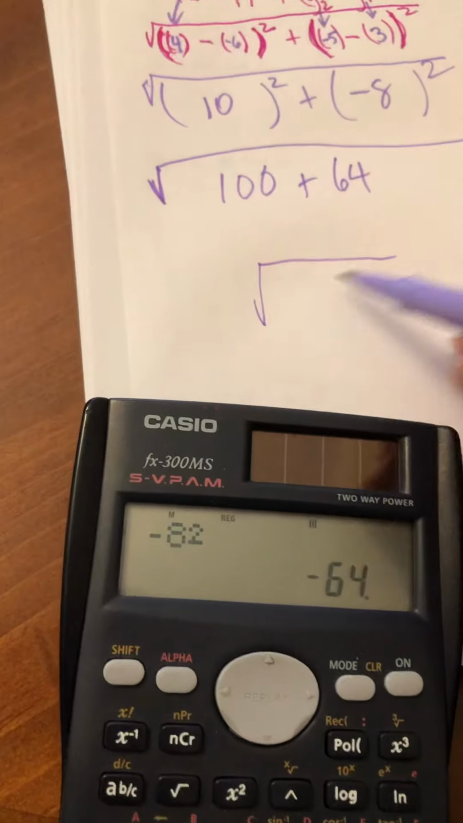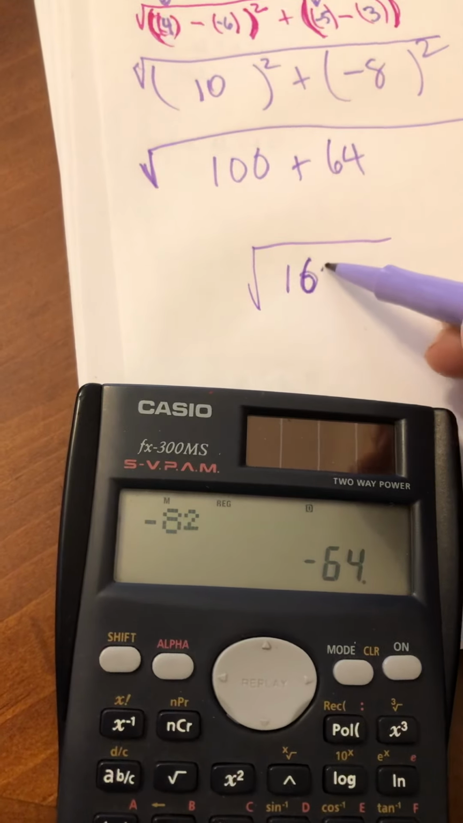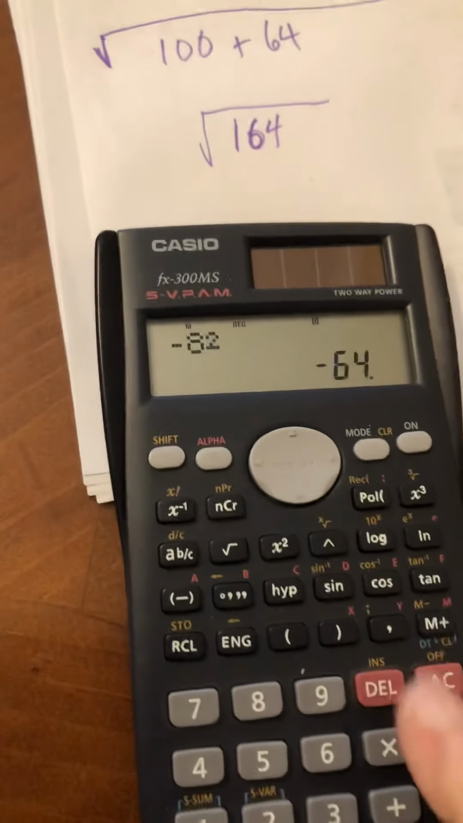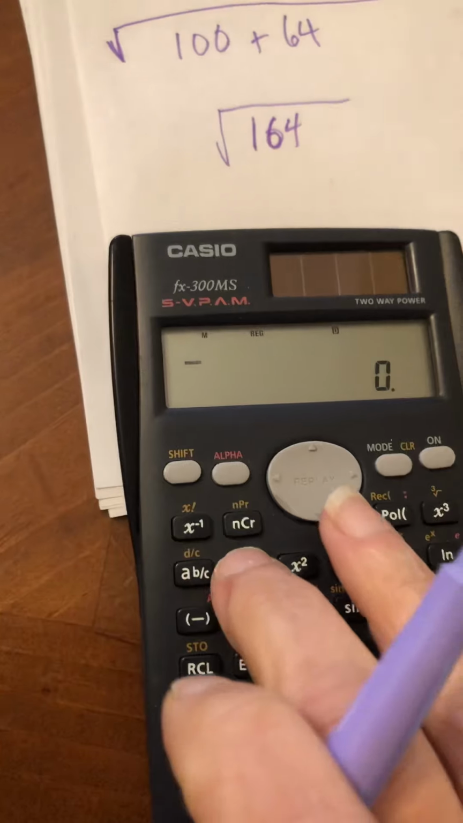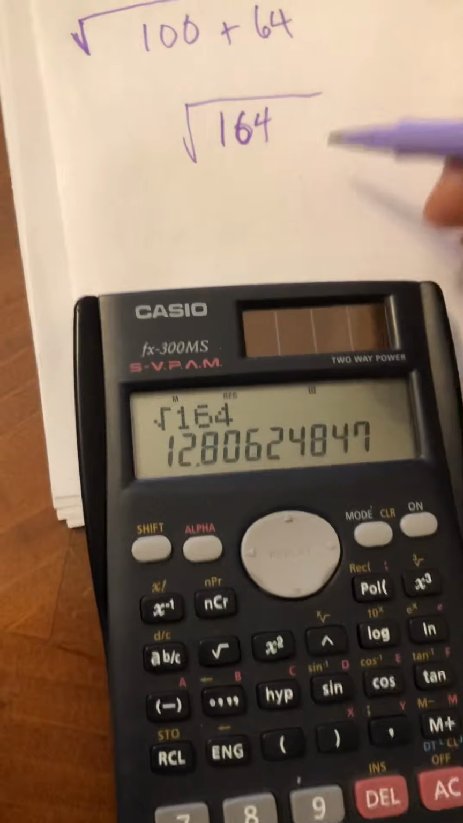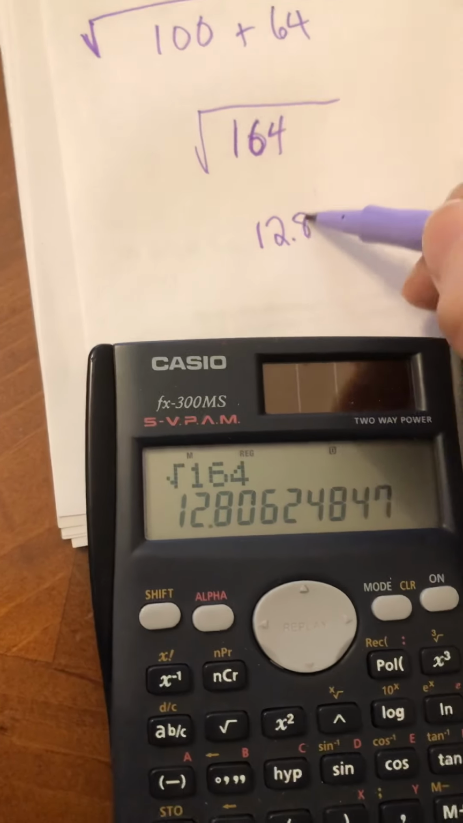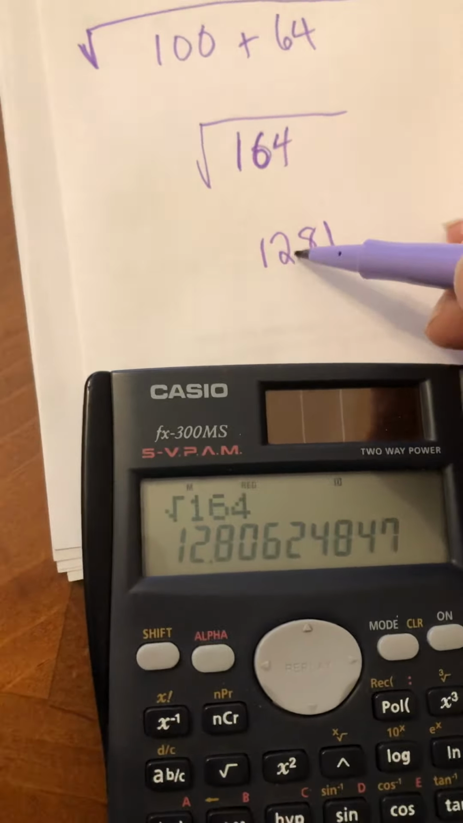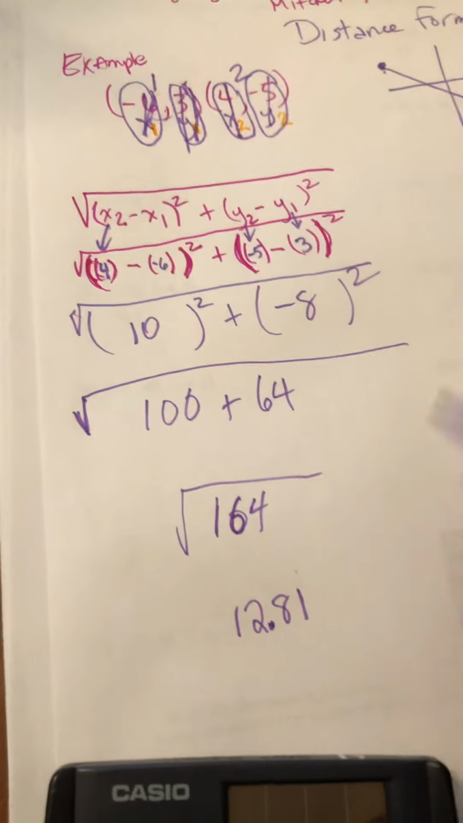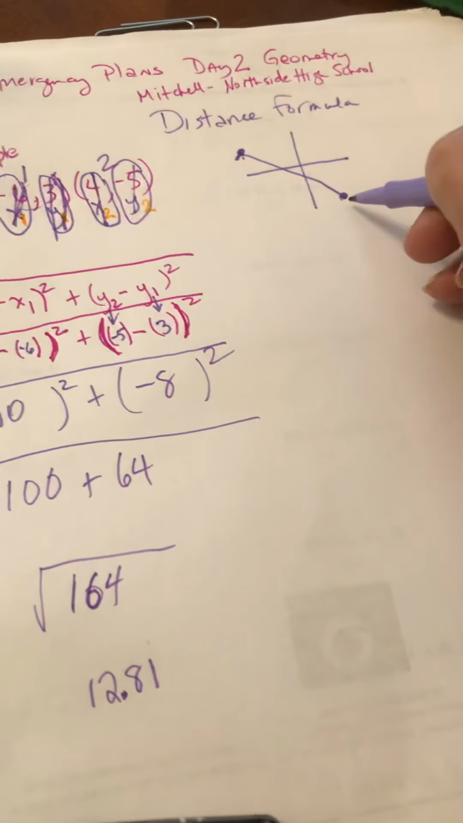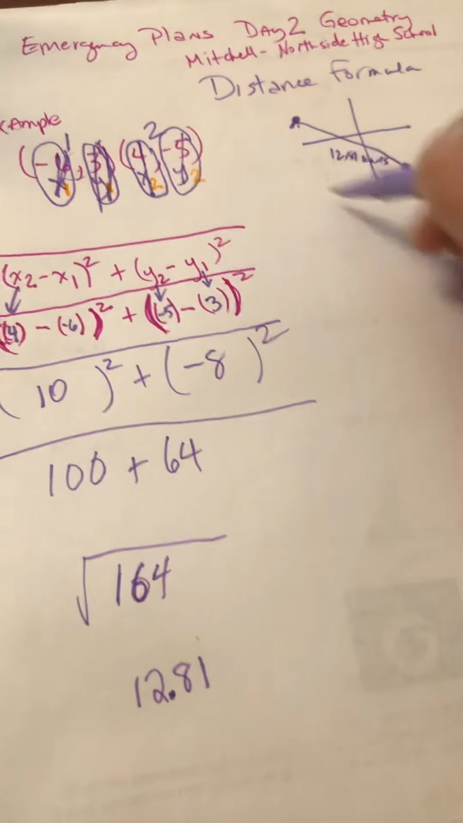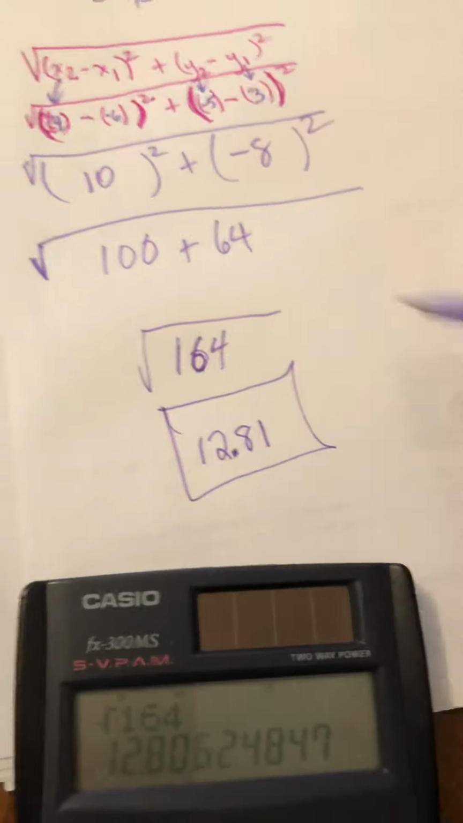Now we have the square root of 164. We add those two together, 164. So let's do what the square root of 164 is. Square root of 164 equals 12.81. That's the distance between those two ordered pairs, 12.81 units. So from this dot to this dot is 12.81 units. You do not have to draw it. All I'm looking for is this right here.